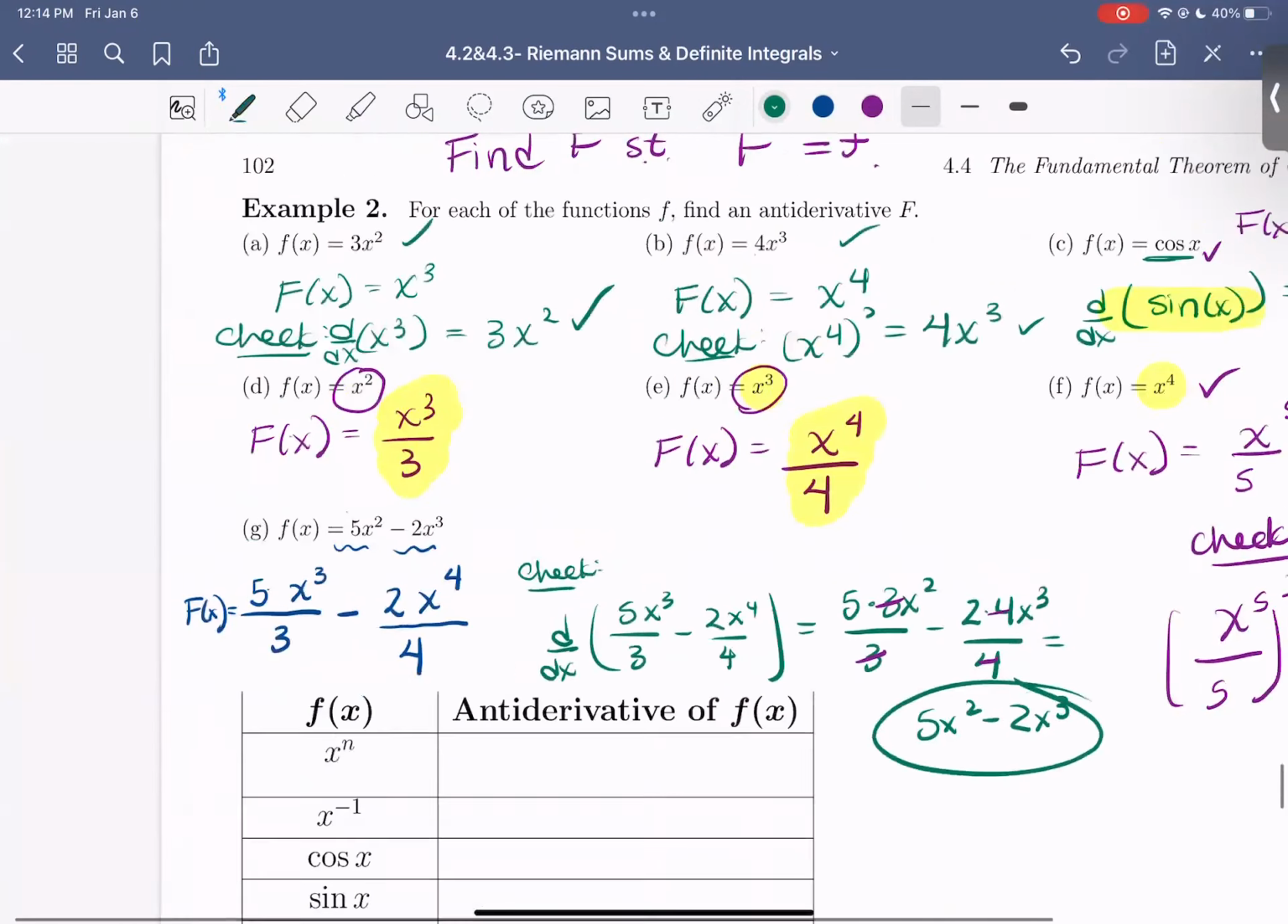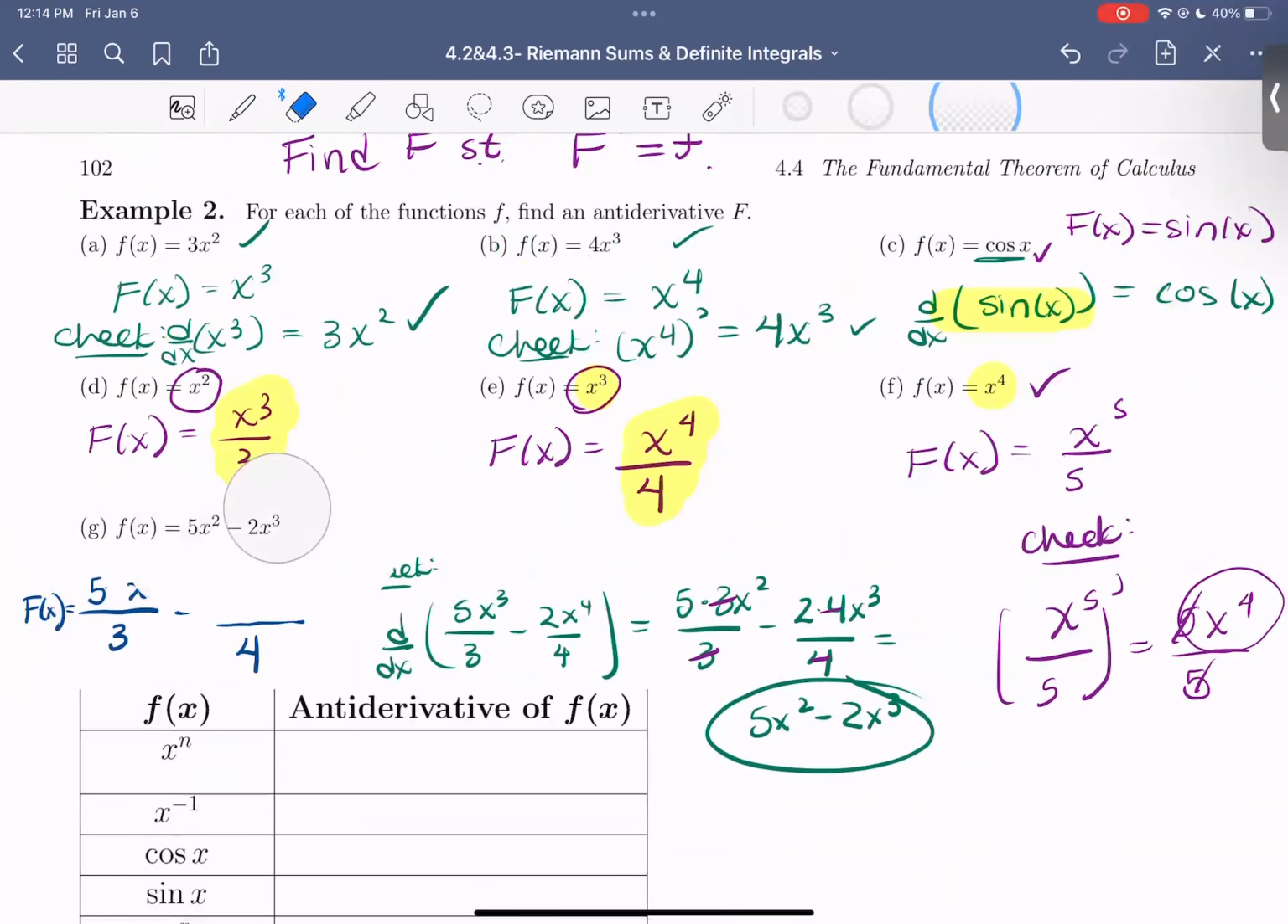Was that the original function we started with? Looks like it. So we found that an antiderivative of 5x squared minus 2x cubed is 5x cubed over 3 minus 2x to the 4th over 4.